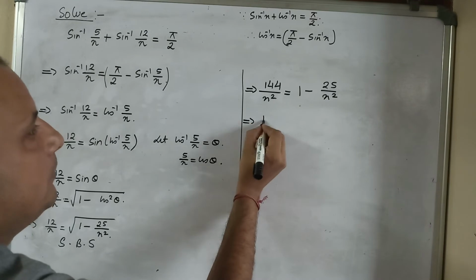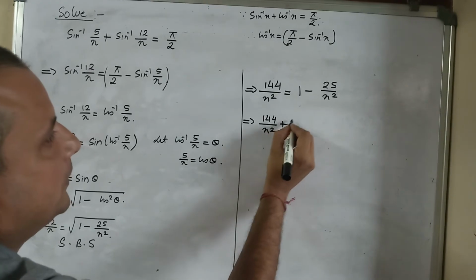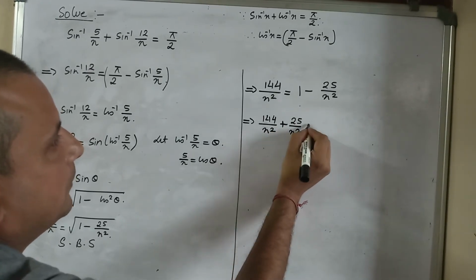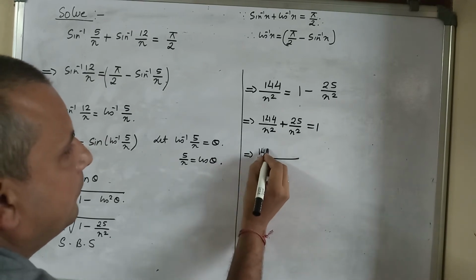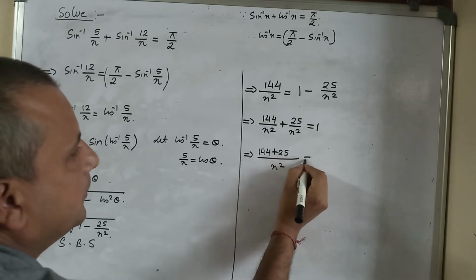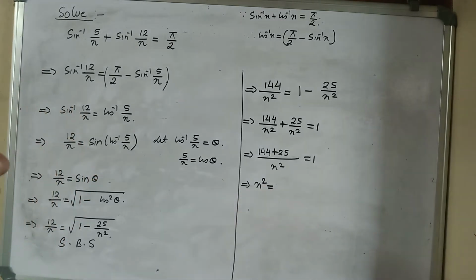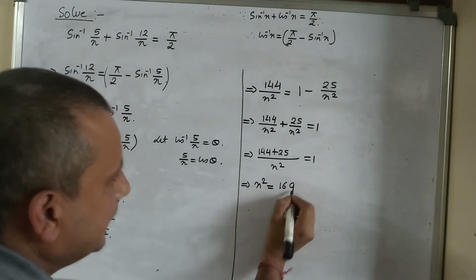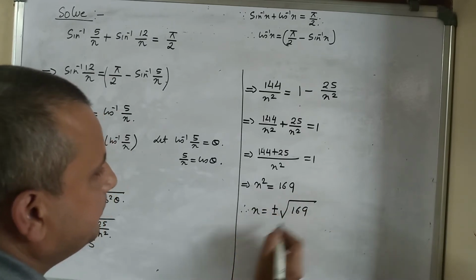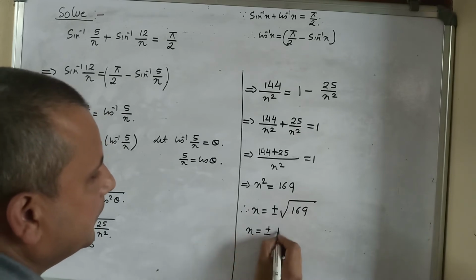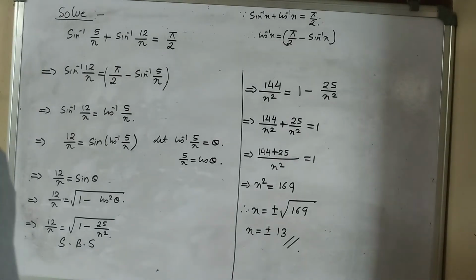Next I'll write the like terms on one side. Like terms means these two quantities are the like terms. It will be plus 25 over x square equals to 1. Then I'll take x square LCM, which is 144 plus 25 equals to x square. By cross multiplication, x square is equals to 144 plus 25, 169. Therefore, x is equals to plus minus root 169, which is 13. The value of x is plus minus 13.